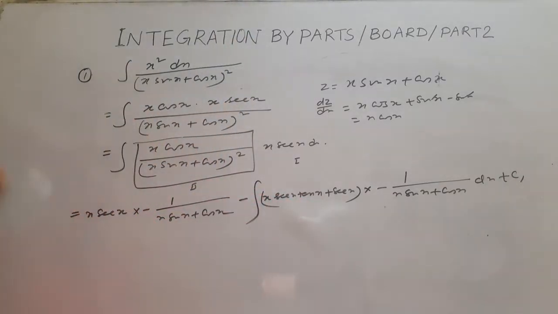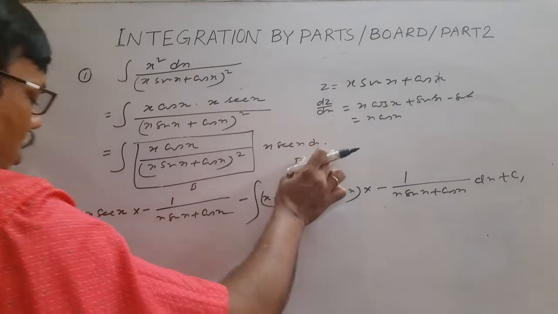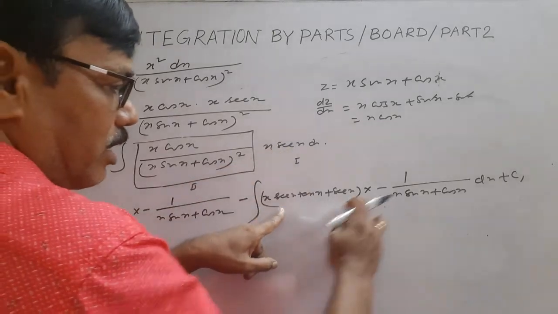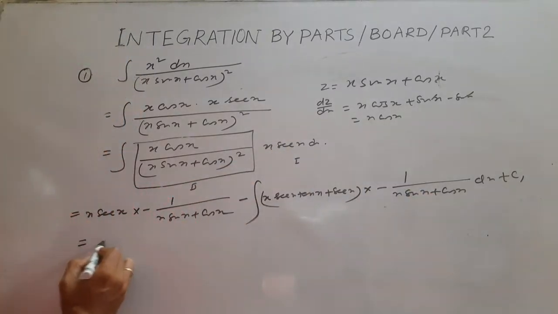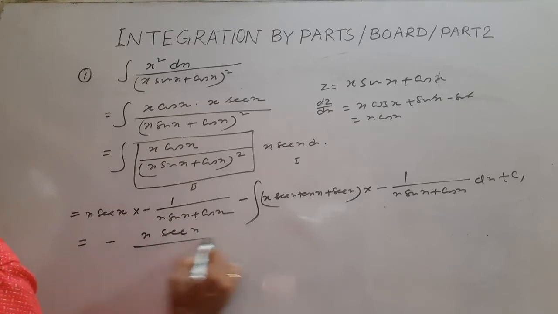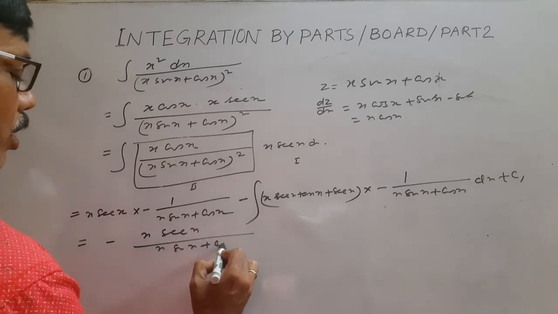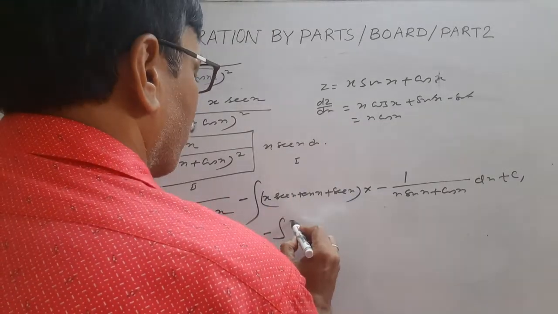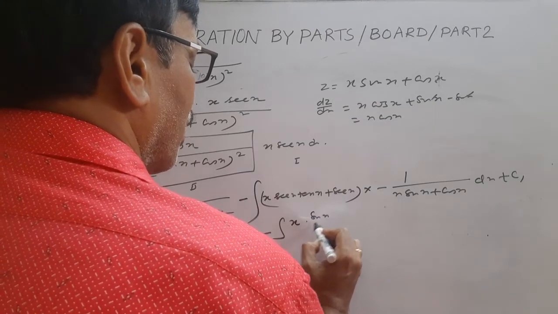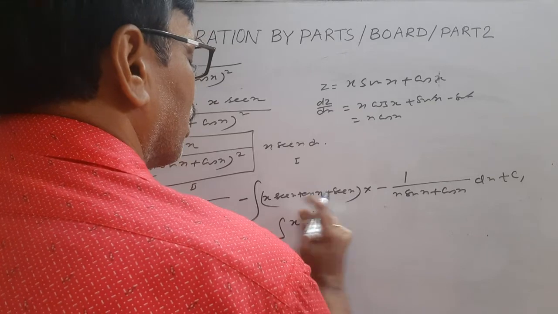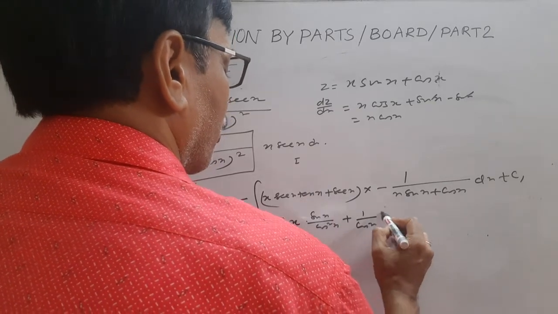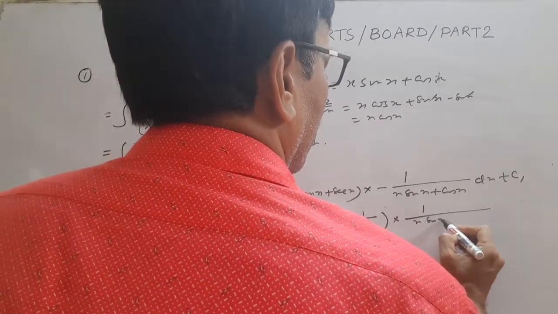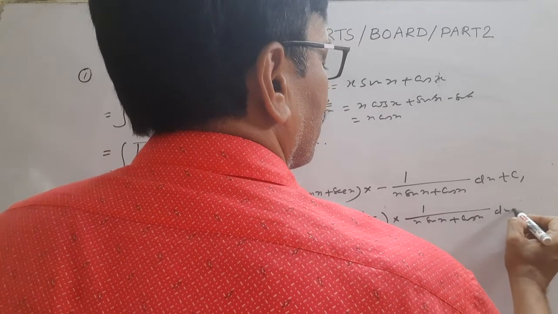So omitting one step, this is second function, this is first function. First function unchanged, integration of second. Derivative of x sec x, integration of this. Now this is minus x sec x by x sin x plus cos x minus, if you simplify it in terms of sin and cos, x sin x by cos square x plus 1 by cos x into, this will be plus 1 by x sin x plus cos x dx plus c1.